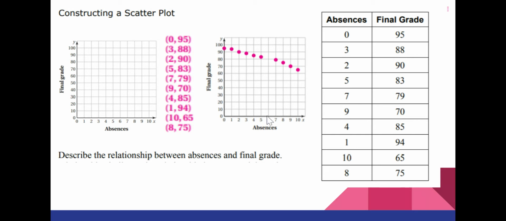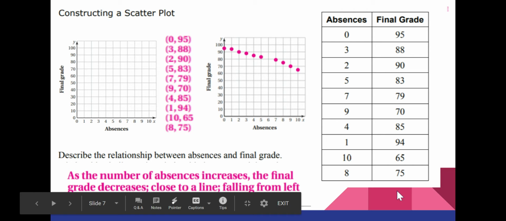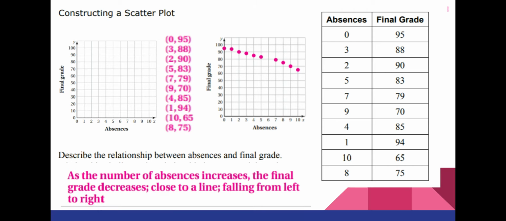So the more absence days you have, the lower the final grade you have. And so there is a relationship, and that's what the relationship says. As the number of absences increases, the final grade decreases. The dots are close to a line, falling from left to right.